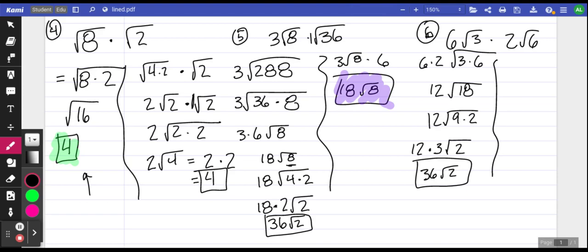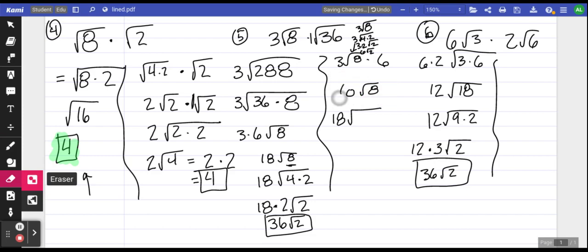Let's finish this up. So over here as well, this 18 square root of 8, I should have, again, both of these should have been simplified a little bit more. Okay, so really I should have simplified here this 3 square root of 8. I should have made that 3 times 4 times 2. 3 times the square root of 4 times 2. Okay, then 3 times 2 square root of 2. This should have been 6 square root of 2.